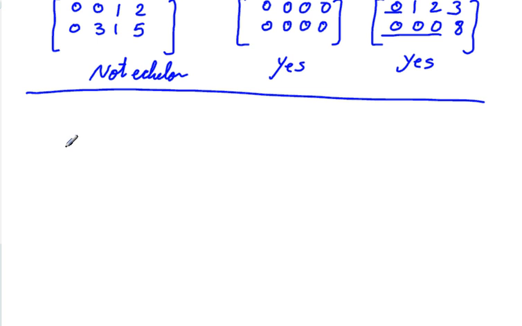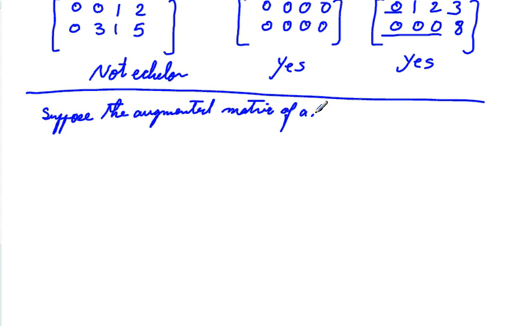So let me go through some of these. Some of them are going to be straightforward, so I'm going to do it quickly, and some others I'm going to spend a little bit more time on. So here's a question. Suppose the augmented matrix of a system is given. What we want to do is to find the solution.